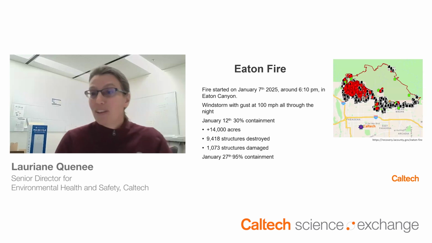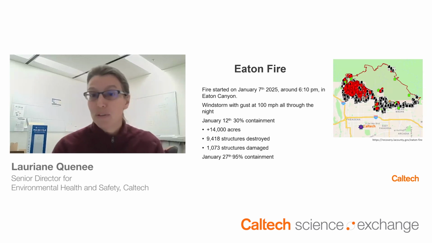Our next speaker is Francois Tissot, who is a Caltech professor of geochemistry, whose research ranges from the formation of our solar system and history of Earth's chemical processes to studying human health. And finally, we'll hear from Joost de Gouw, who is a professor of chemistry from the University of Colorado Boulder, who did extensive sampling of homes following the 2021 Marshall Fire in Colorado. So we're going to kick things off with Lauriane Quenee. Lauriane, take it away.